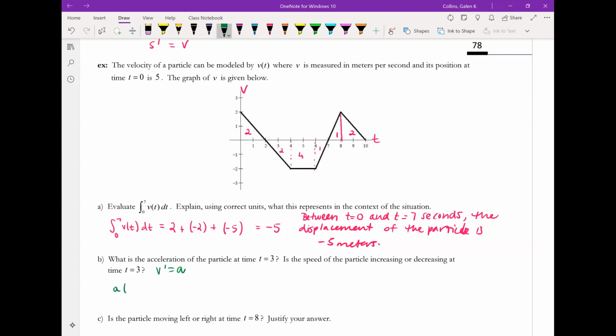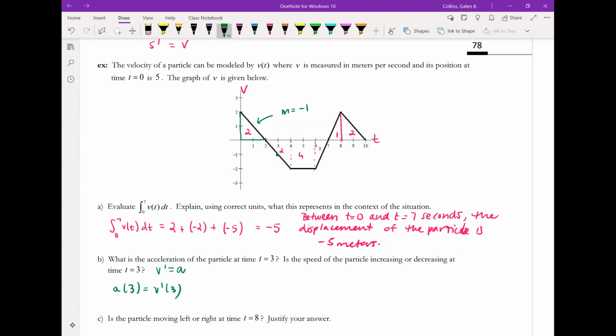The only way to find the acceleration at 3 is really for us to know the derivative of the velocity at 3. So since we have a straight line here for velocity, the slope of that line is going to be my derivative. So I just need to know the slope of this line segment from 0 to 4. If I pick 2 good points, I'm going down to the right 2. So the slope of that line segment is negative 1.